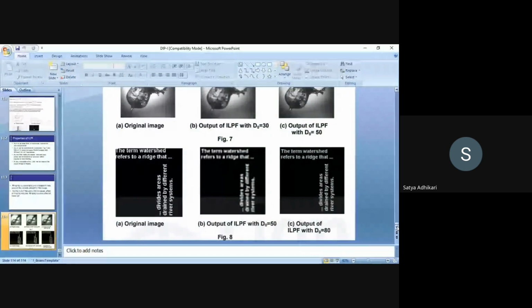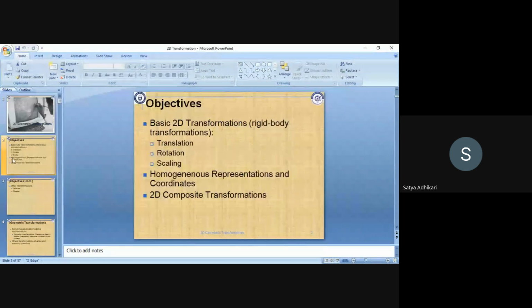We'll discuss the other filters, and I have sent this slide to you; 114 slides are there. We'll discuss another, then we return in 1 minute. But before that, let us discuss another topic, 2D transformation.